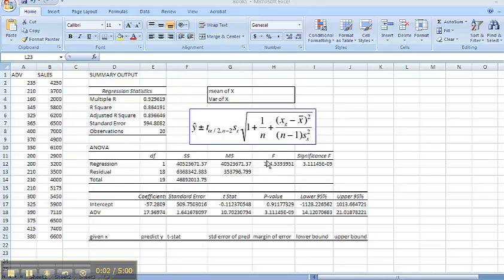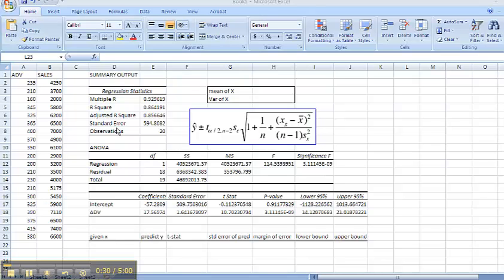This video will walk you through calculating the predictive interval for a simple regression. The example I'm using can be found under Data Sets, Chapter 3, Sales Advertising 3, and I'm looking at the relationship between advertising and sales. As I increase my advertising expenditures, by how much do sales increase?